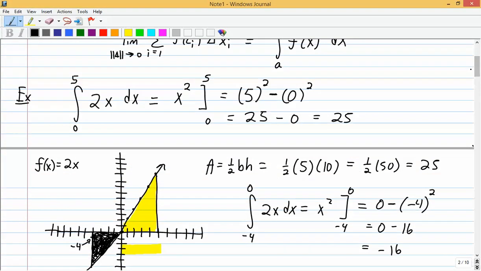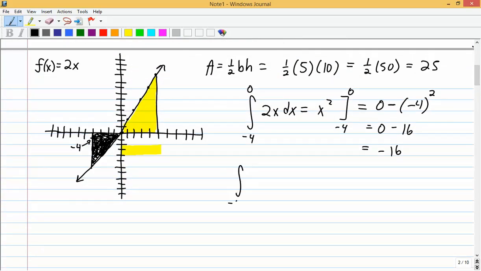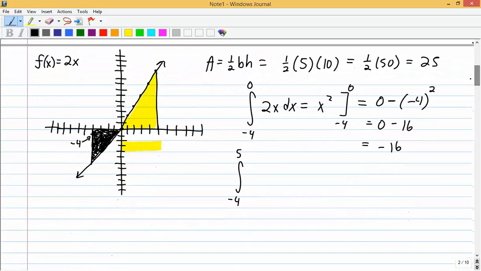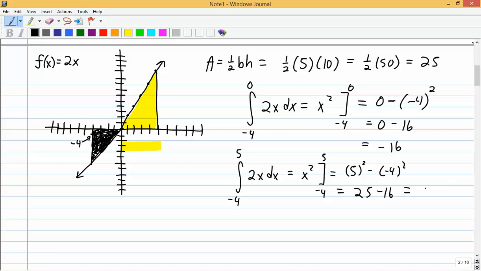So I did tell you I wanted to integrate from -4 to 5, and let's see what happens then. If I do that same integral from -4 to 5, that's x squared evaluated from -4 to 5. So that's 5 squared minus -4 squared, or 25 minus 16, which is equal to 9. And so would 9 give us the actual area of these two regions? No, it wouldn't.